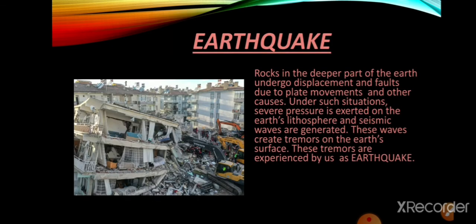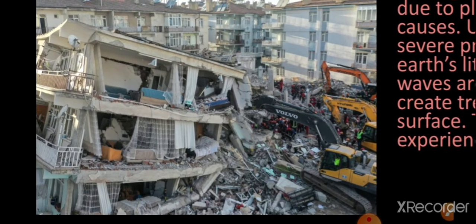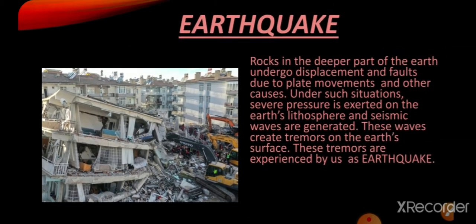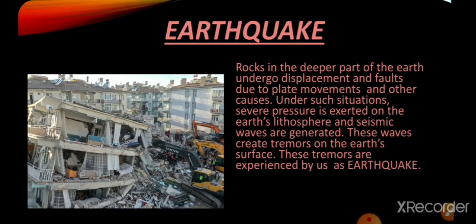Okay, the next one, our next main topic, is earthquakes, that is the sudden endogenic movement. Earthquakes, we all know what an earthquake is. See the picture here, we can see a most destructive one. The buildings have collapsed and many lost their lives due to the earthquake. So what do we mean by earthquakes? Why are earthquakes happening? How are earthquakes happening?